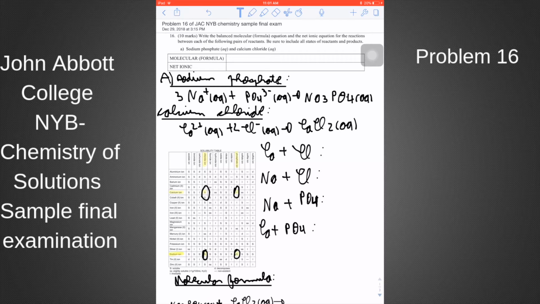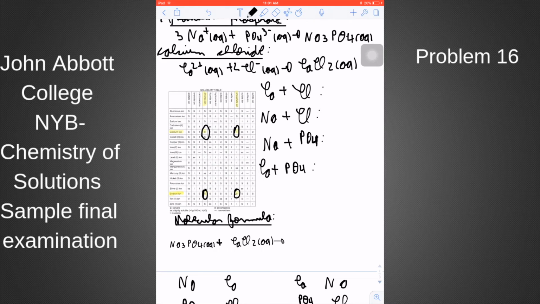Now for calcium chloride. Calcium has a charge of 2 plus, and chloride has a charge of -1. So to have a neutral charge, we're going to have to add a 2 in front of the chloride to make it 2-, which will neutralize the charge of 2+ of calcium. This will give us CaCl2, also in the aqueous state.